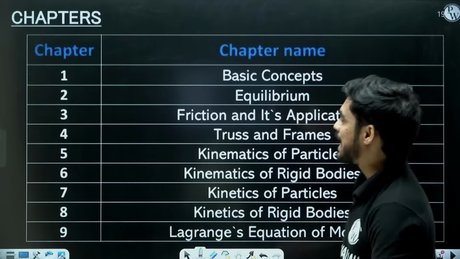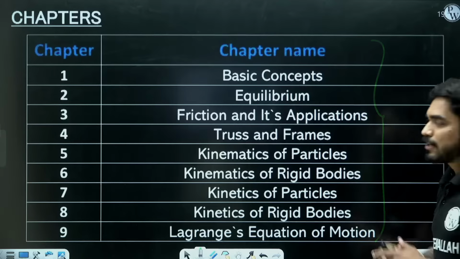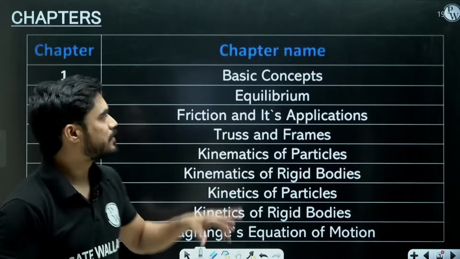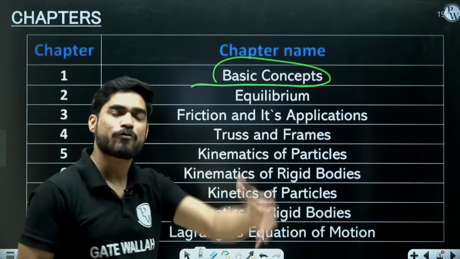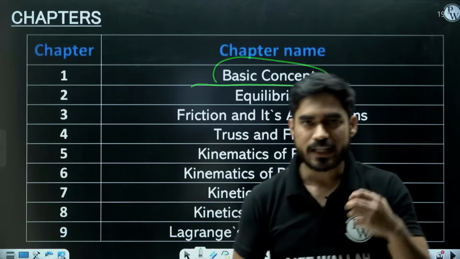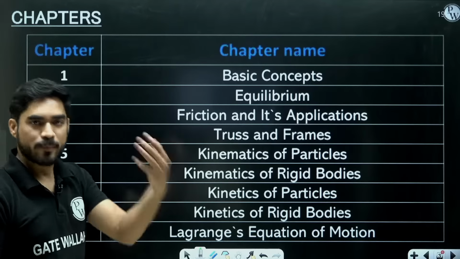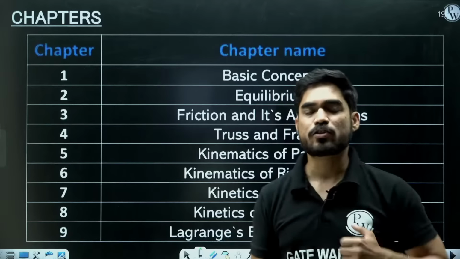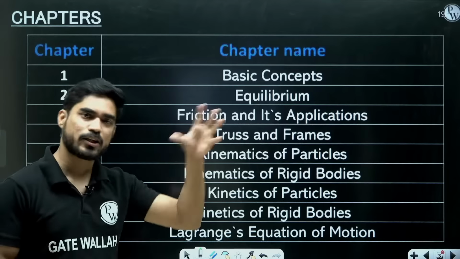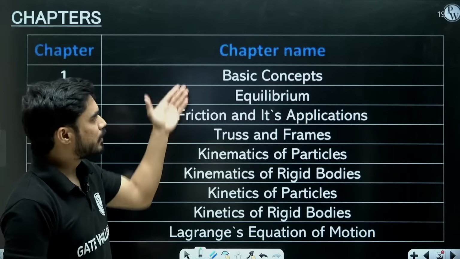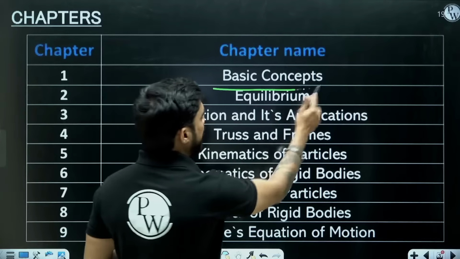Okay. Now, in the last class, I told you about how we have divided all these chapters. Today we are going to start with the first chapter, which is the basic concepts. In this chapter, we are going to talk about the basic concepts of forces, moments, resultant of forces, how the force system works, how moment is calculated, Newton's laws of motion, principle of transmissibility, Varignon's theorem. So all the basic concepts related to forces, moments, etc. Then after that, we will start with equilibrium, friction, truss, etc. So let's begin the first chapter, basic concepts.